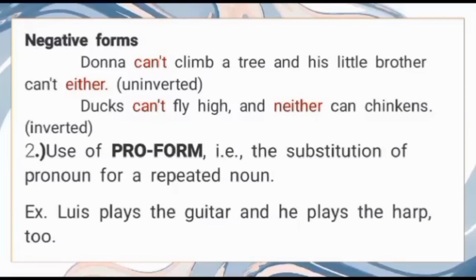It would sound odd now if it were "Luis plays the guitar and Luis plays the harp too," right? So the noun Luis was replaced by the pronoun "he" because we avoid the repeated noun. So another example: "I like Ruth but I don't love her." So the noun Ruth was replaced by the pronoun "her." So that's all for proform. It's that simple: avoid the repeated noun and substitute the noun with a pronoun. Examples of pronouns: he, him, her, she.